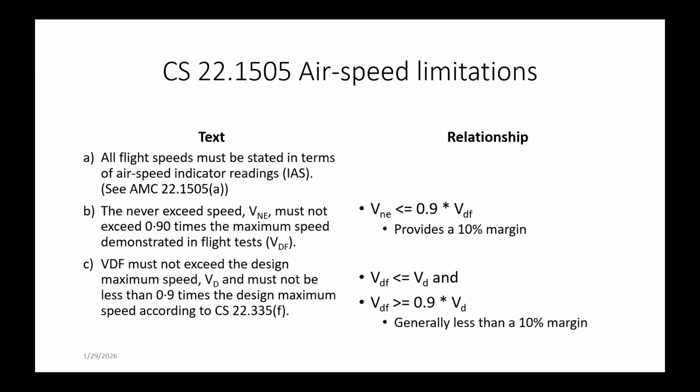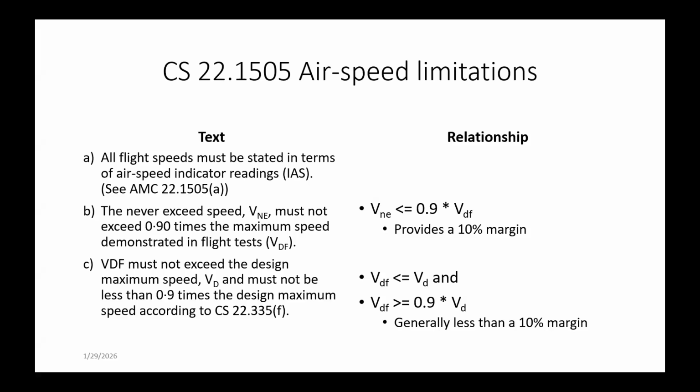Okay, airspeed limitations. You can look at all of this. What it boils down to is there's a 10% margin between the VNE on the airspeed indicator and the maximum demonstrated flight speed that was done during flight test. Further, there's possibly a margin between the maximum demonstrated flight speed and the design maximum speed.